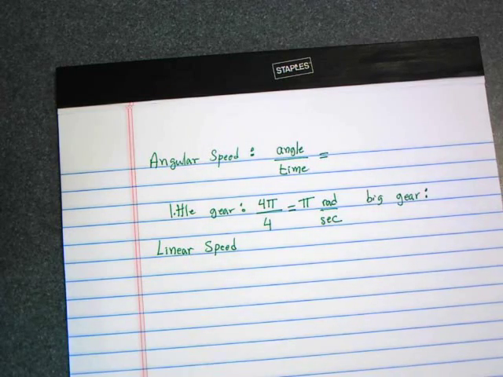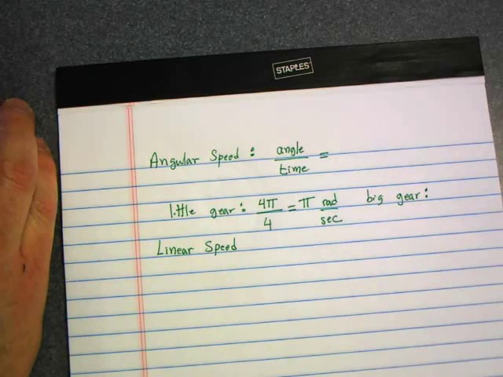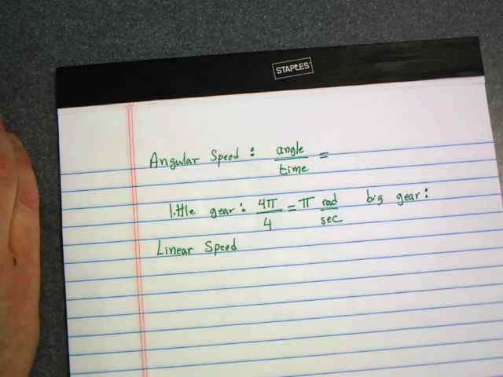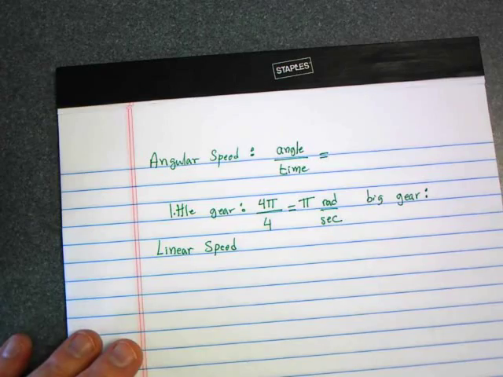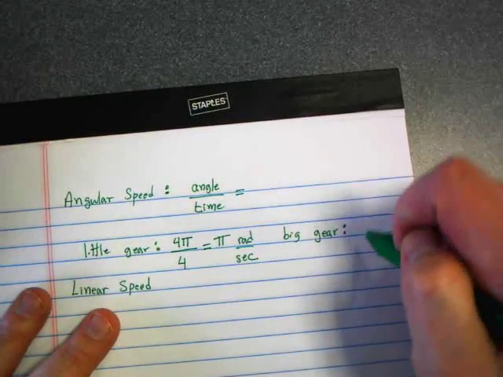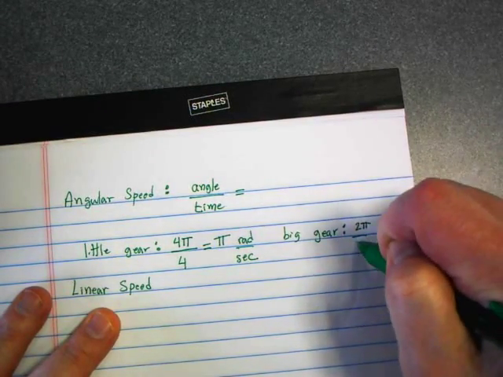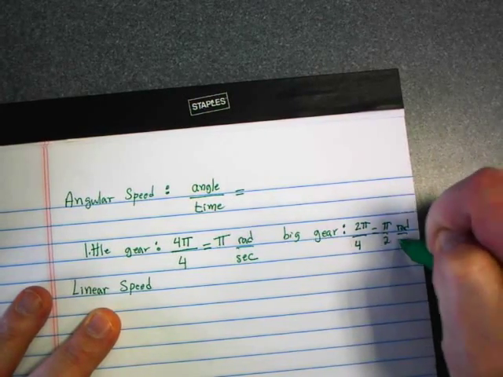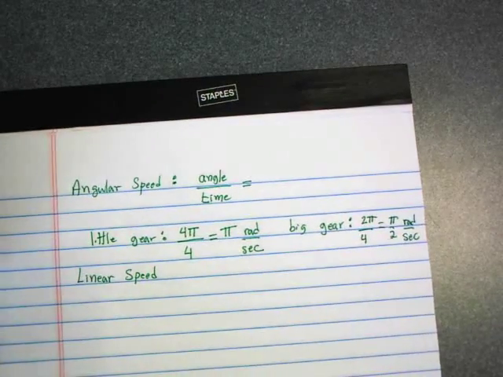Now again, watching the video, what can you tell me about the big gear? It did 1 revolution in 4 seconds. So its angular speed would be 2 pi over 4, which is pi over 2 radians per second. So they have different angular speeds. They're spinning at different speeds, aren't they? And you can see that clearly. The little gear is going twice as fast as the big gear.